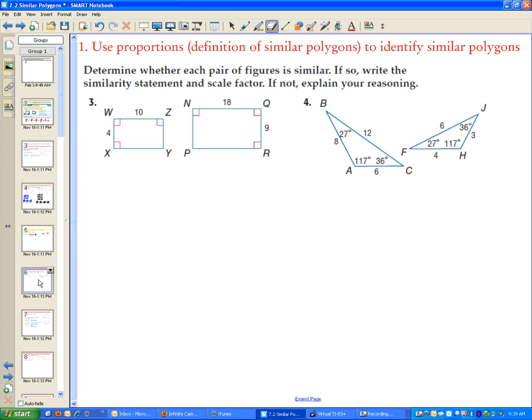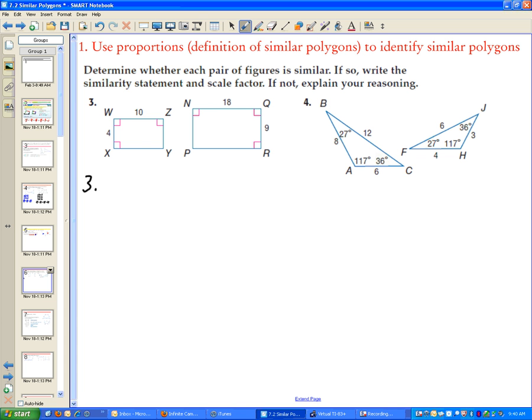All right, let's use this. Determine whether each pair of figures is similar. If so, write the similarity statement and the scale factor. If not, explain your reasoning. So if you recall, for number 3 here, there are 2 parts to our definition of similar polygons. 1, corresponding angles are congruent.